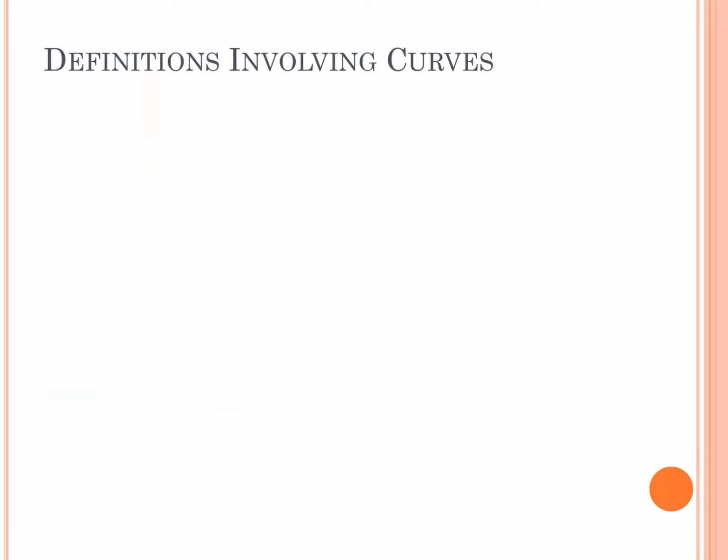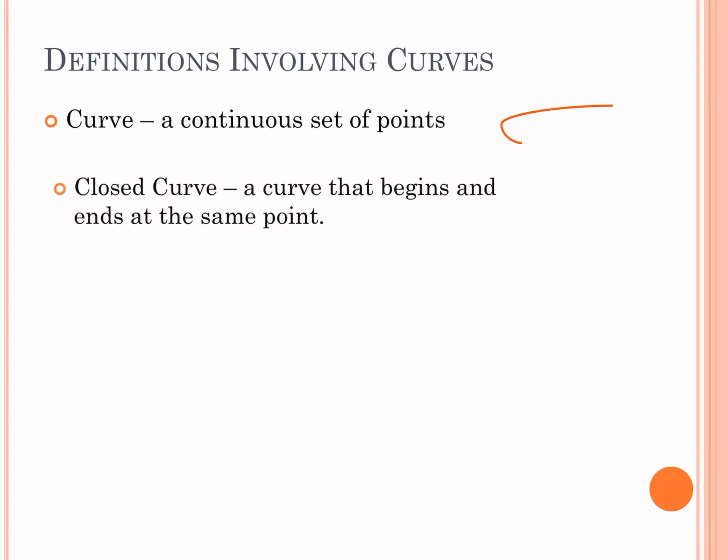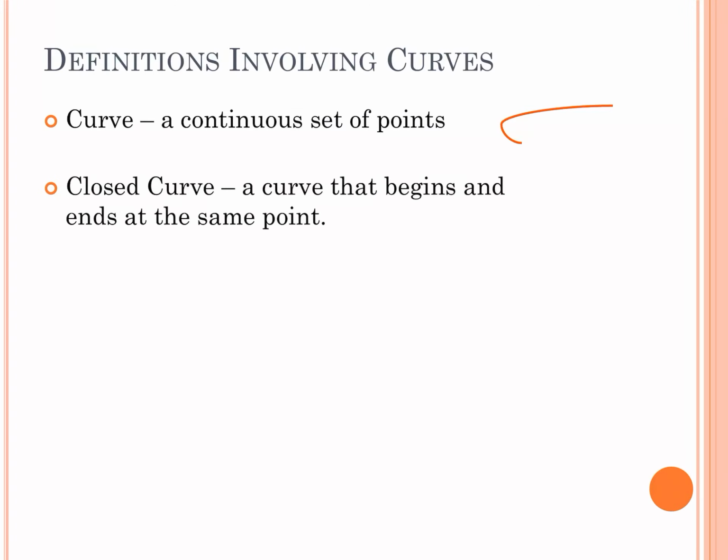All right, we're going to have a few definitions here, and they are going to involve curves, and we're defining these because they're going to help us define some other things later on. So a curve is simply a continuous set of points, so there's no gaps or anything. So here's an example of a curve. And then the next few are specific types of curves. A closed curve is a curve that begins and ends at the same point. Now we might not know what that ending point is, but it will look closed. So this one is closed.